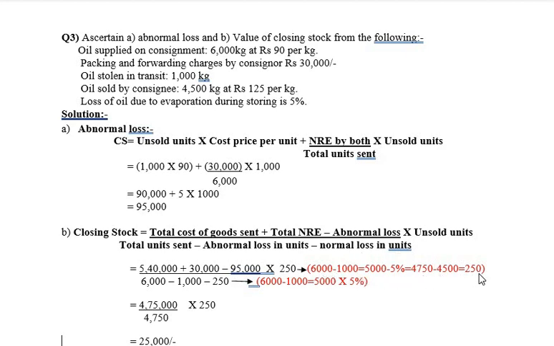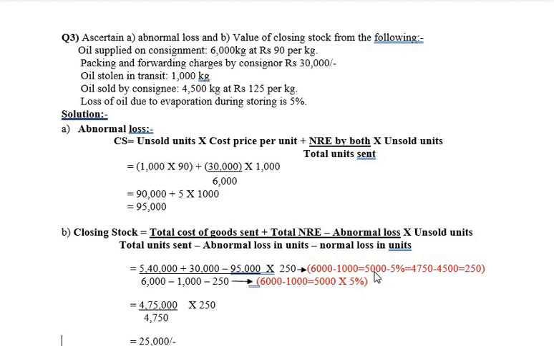I will repeat how we calculated unsold goods. We need to calculate the unsold goods, which is 250. How did we get this 250? That is 6,000 which was the oil supplied on consignment. So 6,000 minus 1,000 which were the goods stolen will give you 5,000. This was the balance with the consignee. On this, the consignee will have to incur 5% normal loss. So on 5,000, if you give 5%, it will be 250.